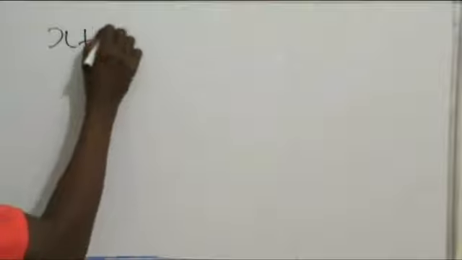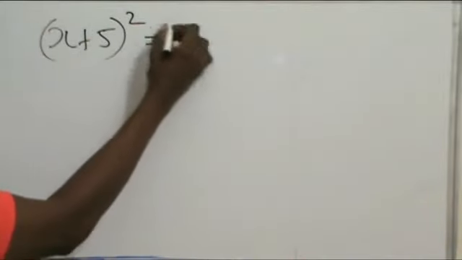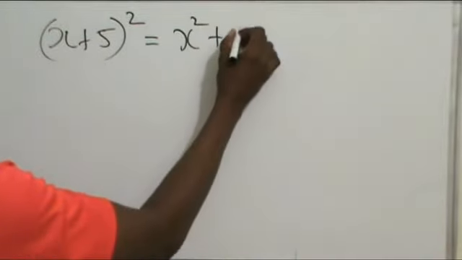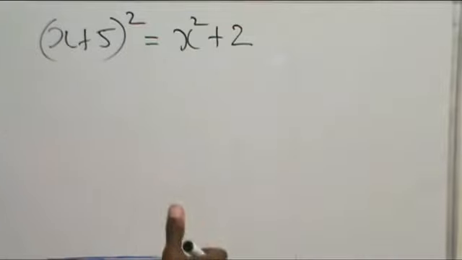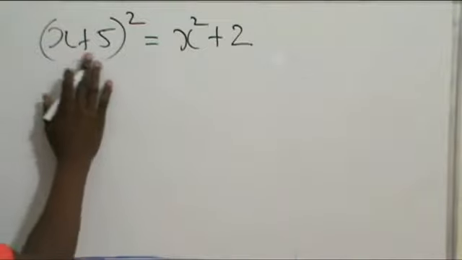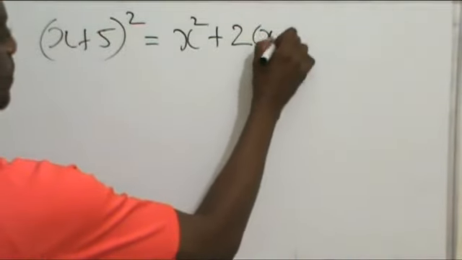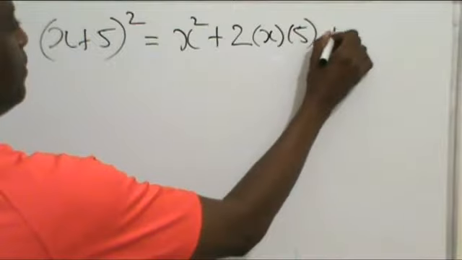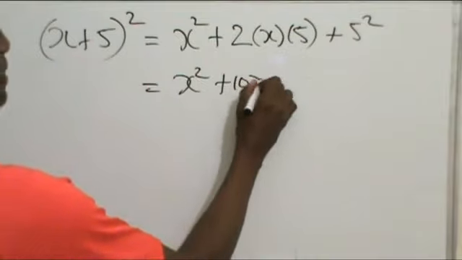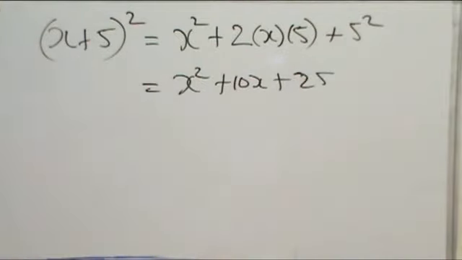Alright, so you have x plus 5 all to be squared. Alright? X plus 5 to be squared is equal to x squared. Right? We know that's the first step. Plus 2. Remember, (a plus b) squared is a squared plus 2ab plus b squared. So x plus 5 squared will be x squared plus 2 by x by 5 plus 5 squared, which will be x squared plus 10x plus 25. Alright?